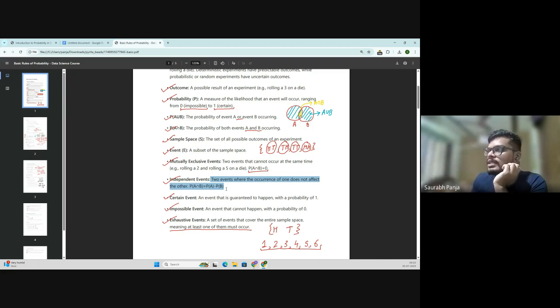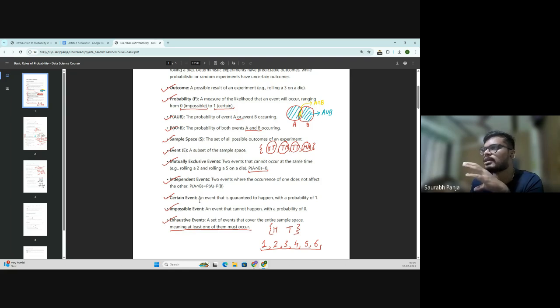Now, how do you calculate? These are the formulas. This is an intersection event. There are two events happening, and you want to find the similarity between them. In order to do an intersection, multiplication is the approach, and you get a probability.